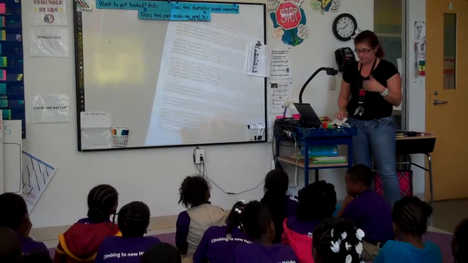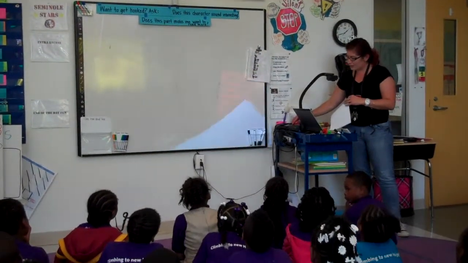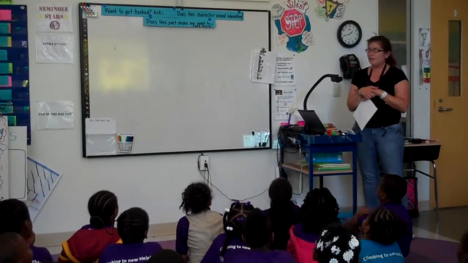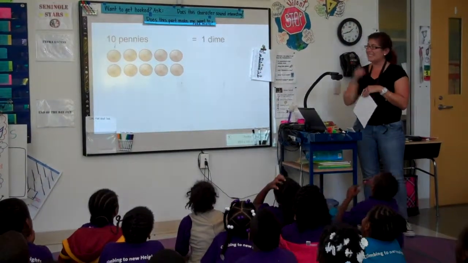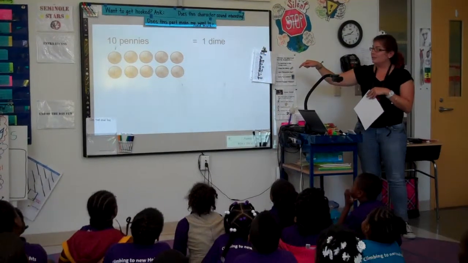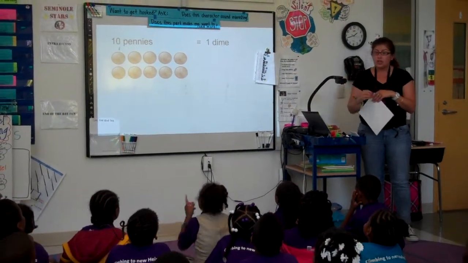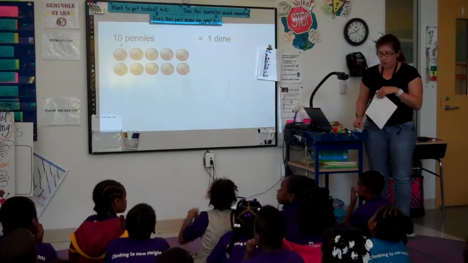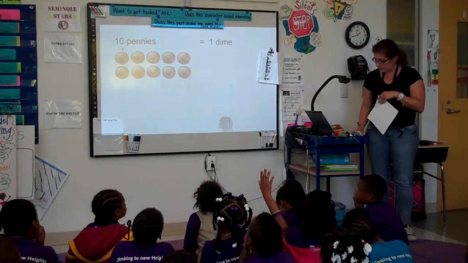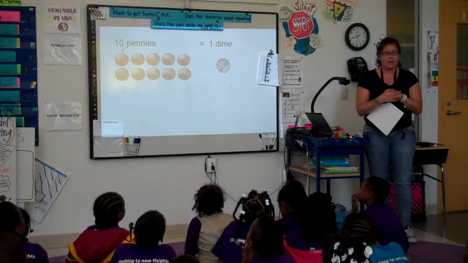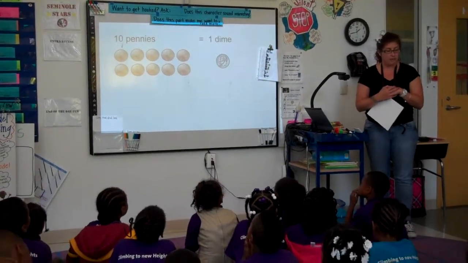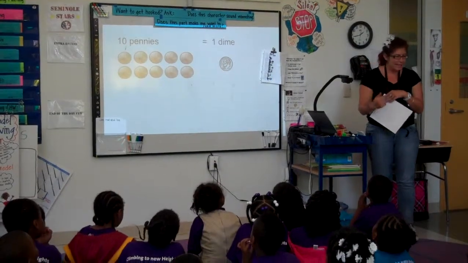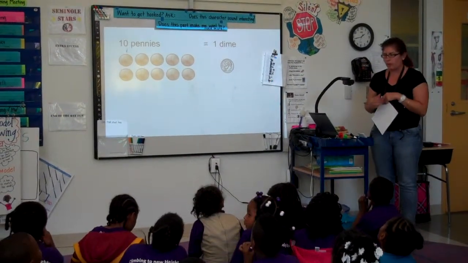For example, I went to the grocery store and I was counting my change. And I had 10 pennies. And I wanted to show 10 pennies in a different way. So what did I do? Regroup. I got rid of my 10 pennies and got a dime. Because guess what? 1 dime is the same as 10 pennies. We do this same thing in math when we're adding.